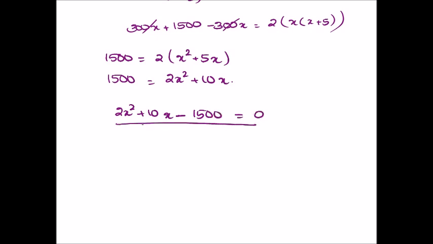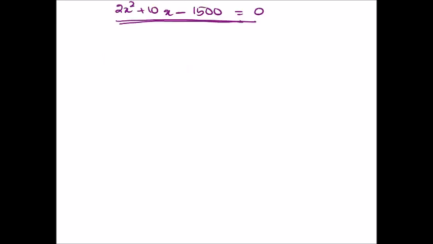So we will get a quadratic equation. Solving this quadratic equation, we will get the value of x. So for that, we need to factorize this quadratic equation. Before that, we divide the entire equation by 2. Then we will get x square plus 5x minus 750 is equal to 0.